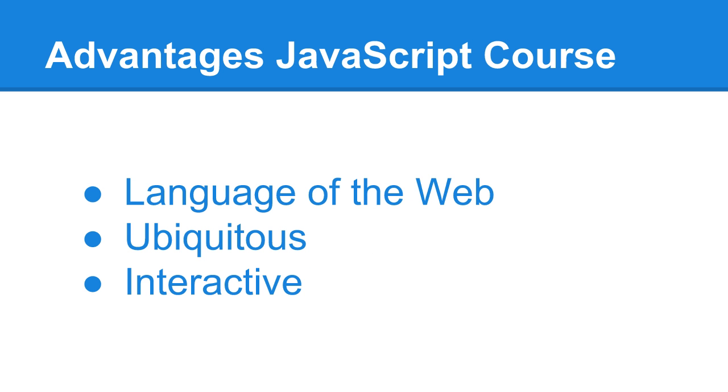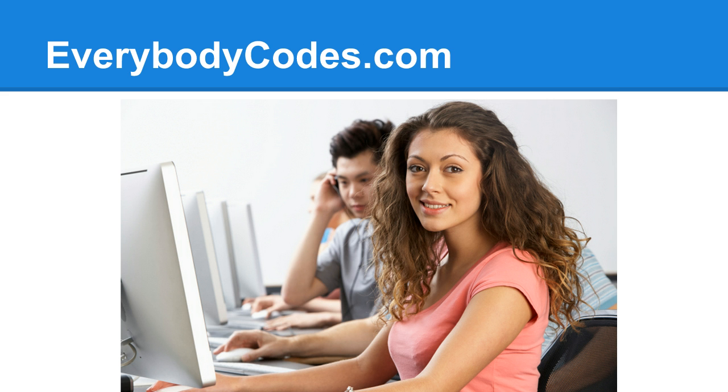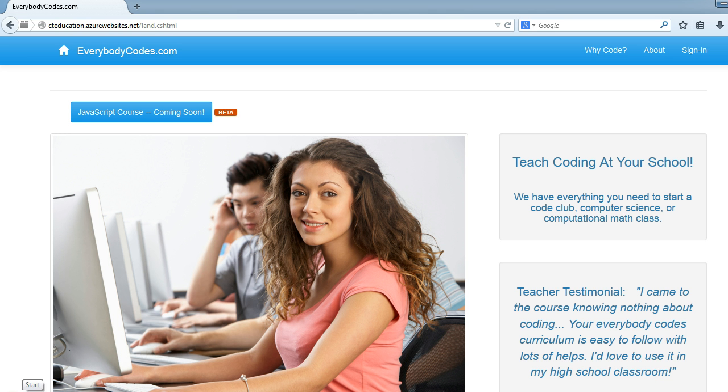The advantages of JavaScript are many. First of all, it's the language of the web, and it is ubiquitous. You interact with JavaScript all the time, every time you are browsing the web or you are on your mobile device. And JavaScript is highly interactive. Let's go ahead and take a look at EverybodyCodes.com, and we'll look at some of the examples of the problems that we'll be solving in this course. And we will be building these completely by hand.